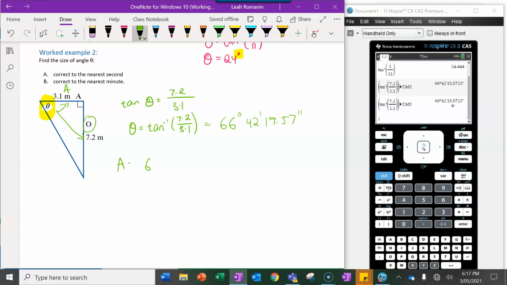So part A, correct to the nearest second, I'm going to have 66 degrees, 42 minutes, and 20 seconds, because I'm rounding up because of the 0.5. Then with part B, I'm going to have 66 degrees, and I'm staying at 42 minutes because this number is below 30, because remembering I've got 60 seconds in 1 minute, so for me to round up, this would need to be above 30, but because it's below 30, I'm staying at 42 minutes.